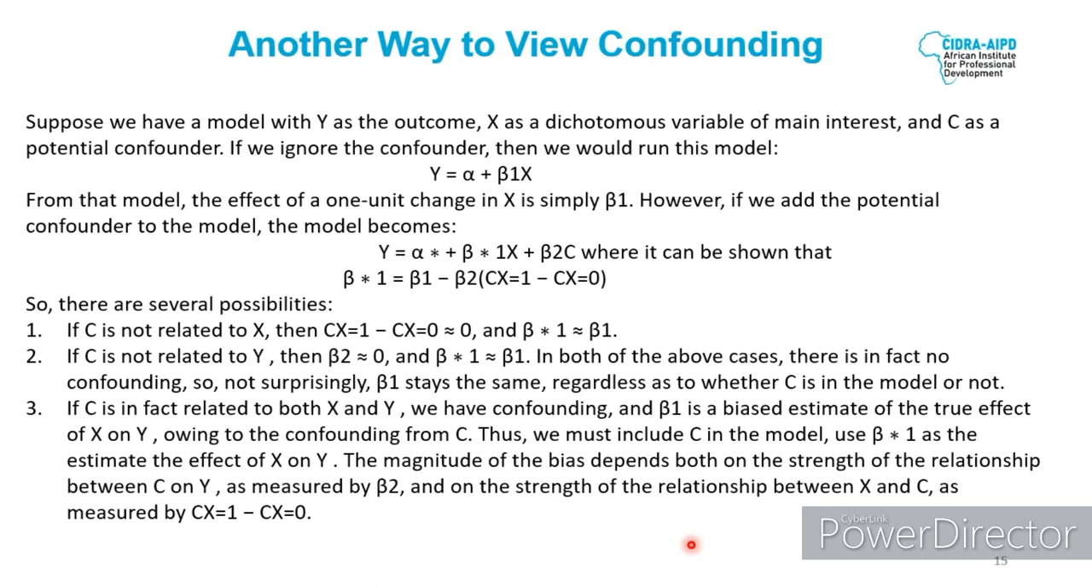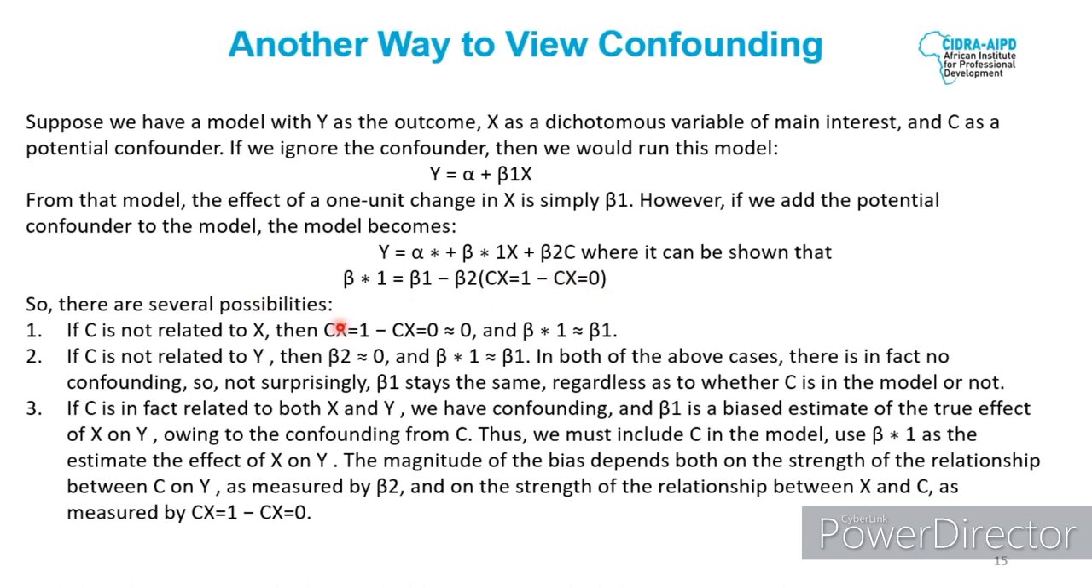Let us look at this example. Suppose we have a model where Y acts as the outcome, X is a dichotomous variable of main interest, and C is a potential confounder. If we ignore the confounder, then we would run this model as Y = alpha + beta1 X. From this model, the effect of a one unit change in X is simply beta1. However, if we add the potential confounder to the model, it becomes Y = alpha* + beta1* X + beta2 C, where it can be shown that beta1* is actually beta1 minus beta2 times (C|X=1 minus C|X=0).